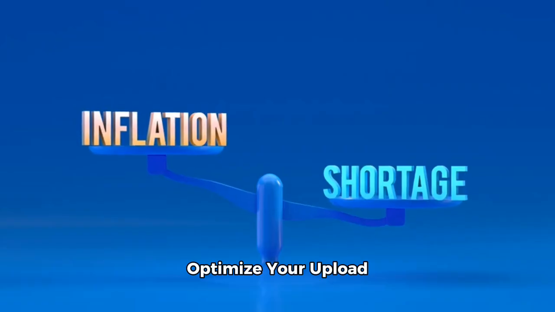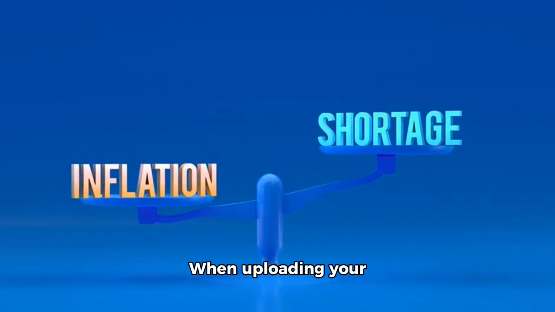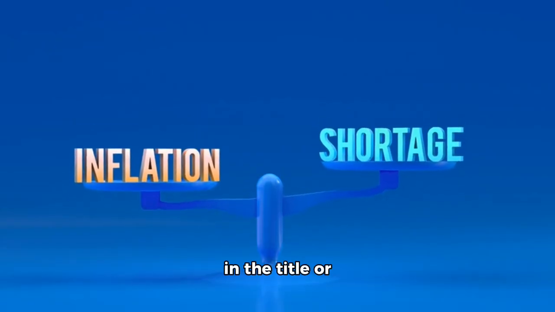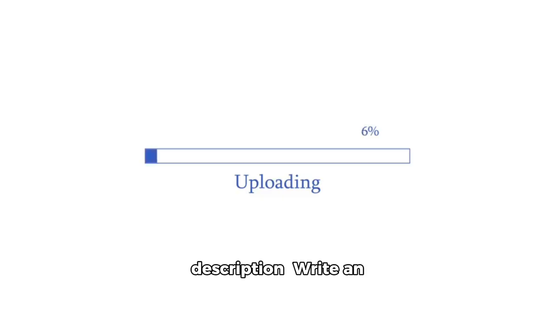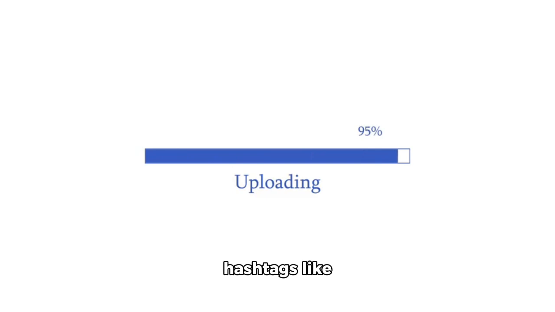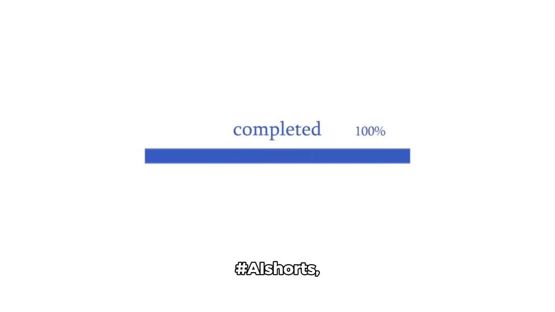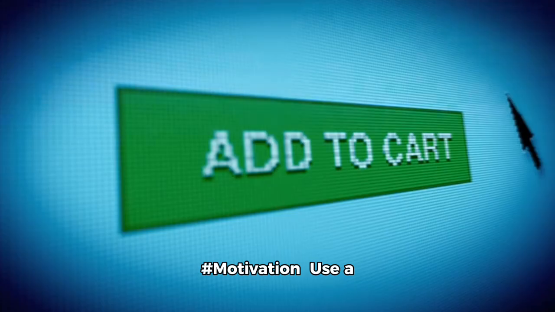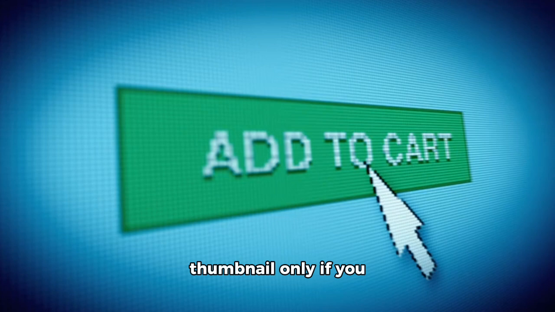5. Optimize your upload. When uploading your Short, use #shorts in the title or description. Write an engaging, keyword-rich title. Add 3 to 5 hashtags like #AIShorts, #YouTubeGrowth, #Motivation. Use a thumbnail only if you want control, not required.